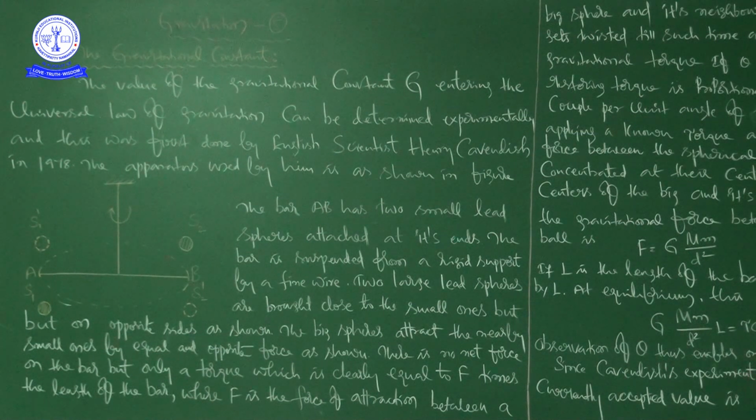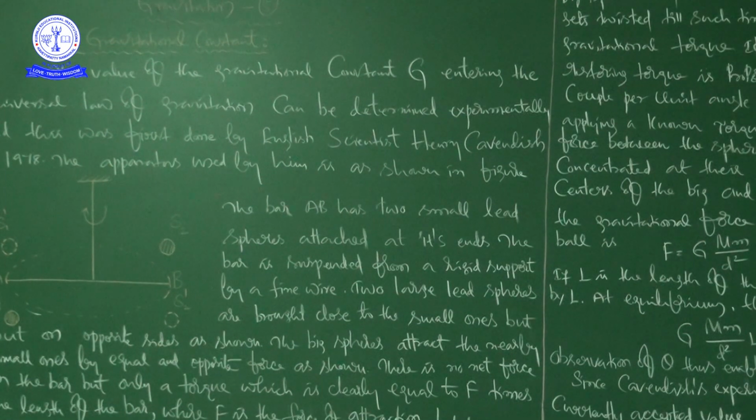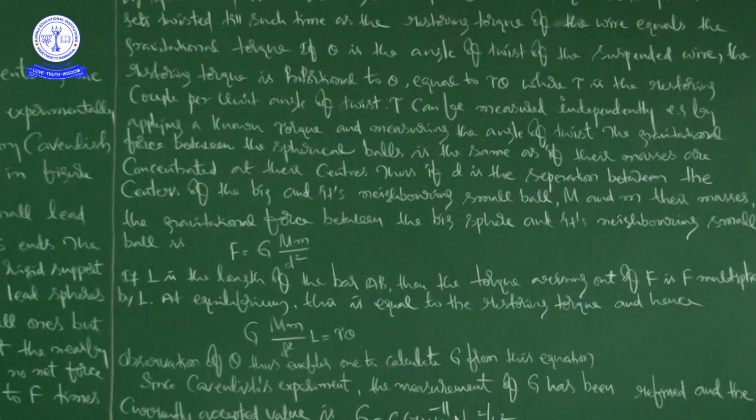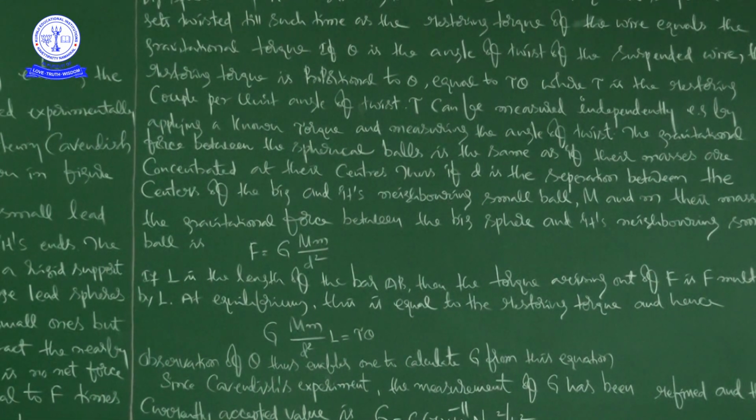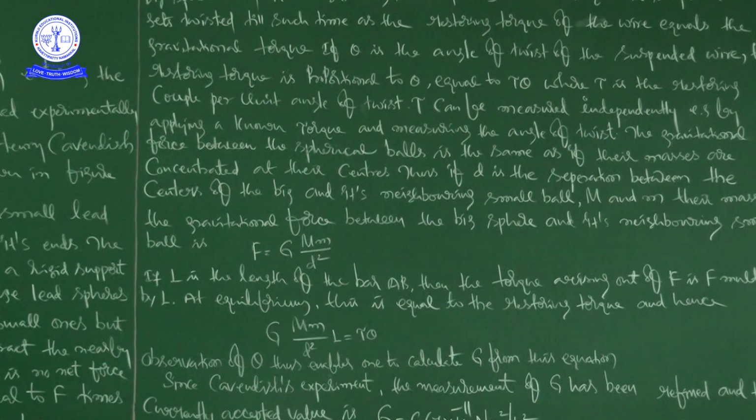Since the Cavendish experiment, the measurement of capital G has been refined and the currently accepted value is capital G is equal to 6.67 into 10 to the power of minus 11 Newton meter square per kg square. So this is the procedure that Henry Cavendish followed to set up and determine the experimental value for capital G, 6.67 into 10 to the power of minus 11 Newton meter square per kg square. So in our next class we will continue with the next topic.